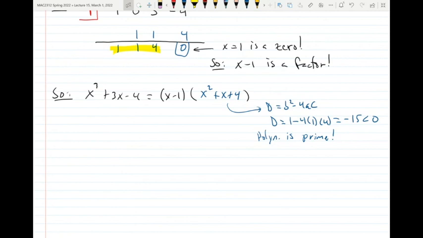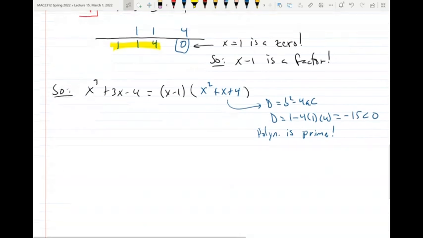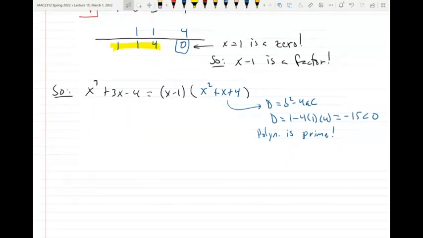So the discriminant tells you whether you're going to have complex solutions or not. So you look at the discriminant. If it's negative, you stop, you say it's prime. If it's positive, you know that there will be two reals, and then you can use the quadratic formula to get them, just to find those two zeros and finish the factoring. All right, so this is as far as we go with the factoring.